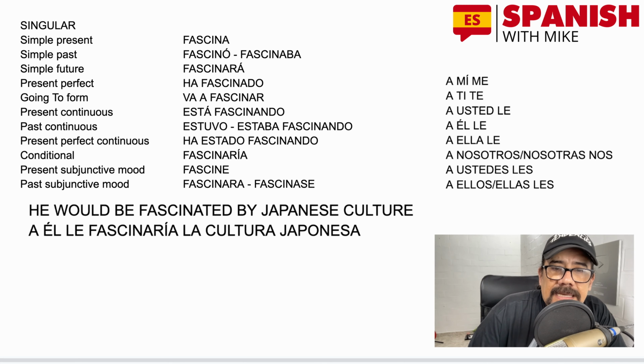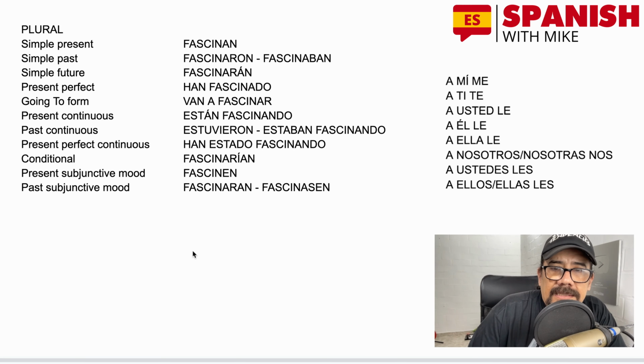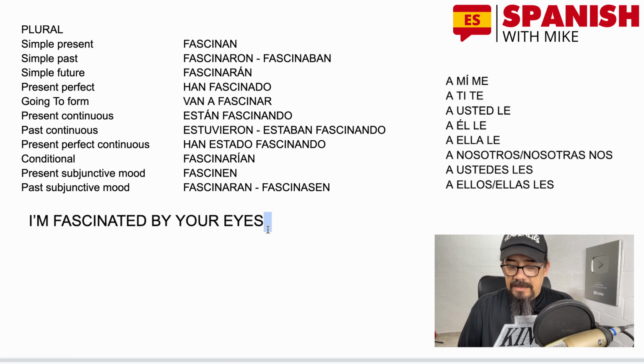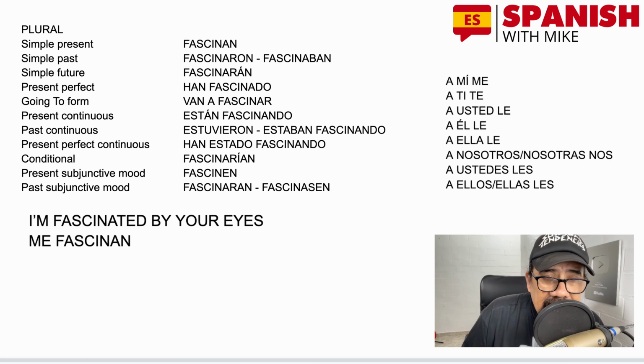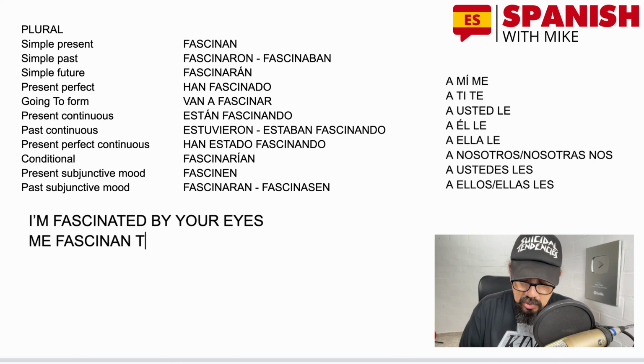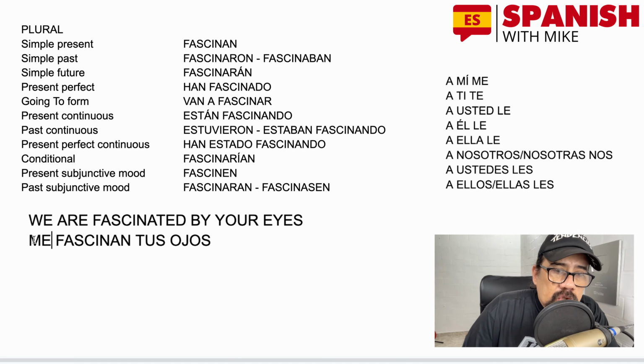Now, let's say it's not singular, it's plural. And let's use this. I'm fascinated by your eyes. Same thing. Me fascinan, because it's several things. Plural. Tus ojos. Tus ojos is not one thing, it's two things. Tus ojos. Plural. Me fascinan tus ojos. Same thing. We are. Nos.